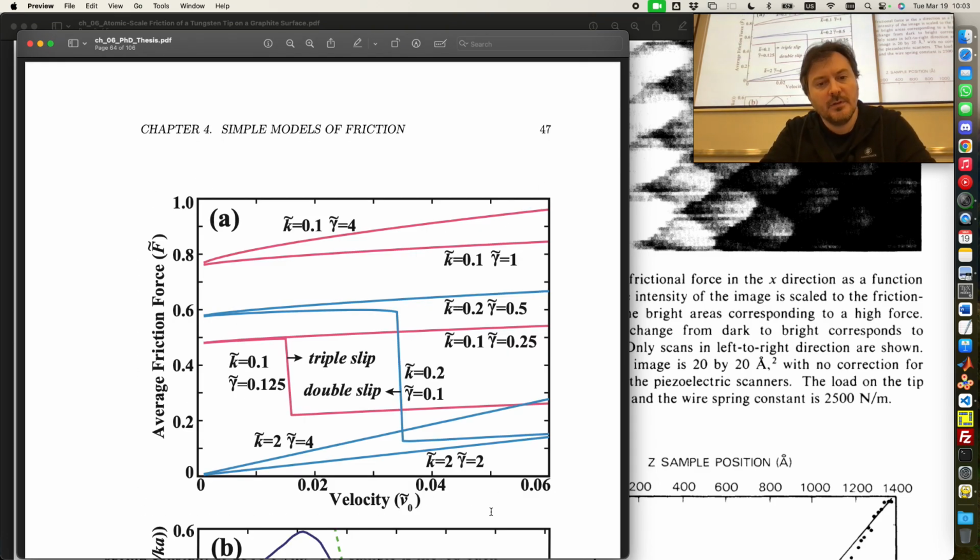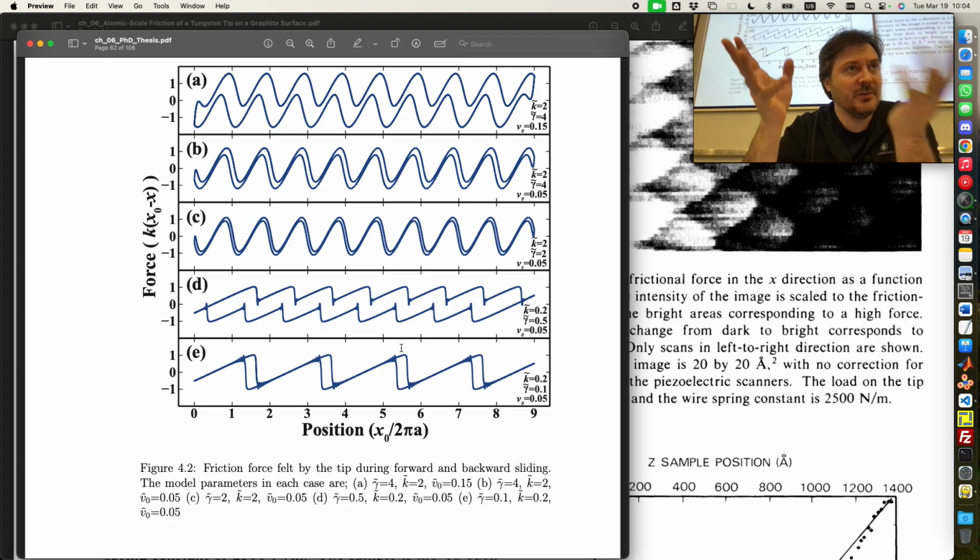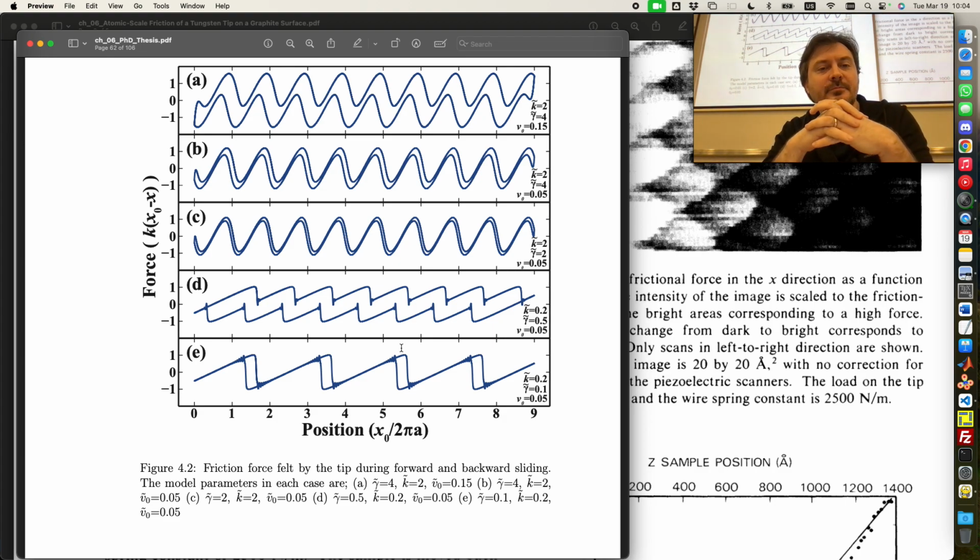So this is the velocity, this is the average friction force. All these are different parameter regimes. Sometimes you enter a double slip regime. As you noticed, when you change the velocity, you can go from single slip to double slip, or you can go from single slip to triple slip, depending on what your velocity is. There are a couple of parameters here. You can play with them.